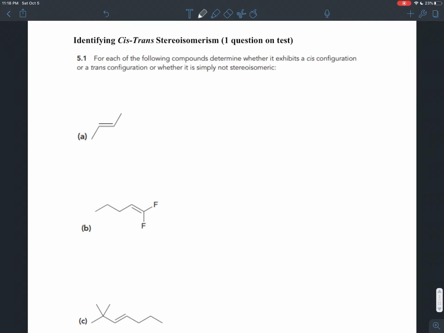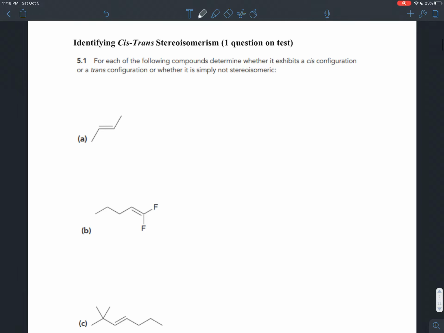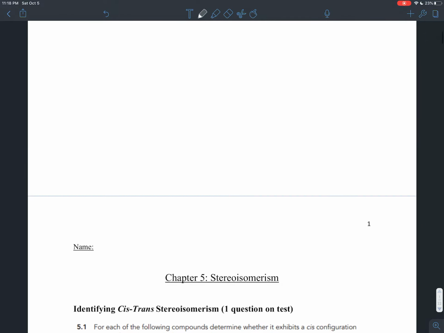Exercise 5.1 says for each of the following compounds, determine whether it exhibits a cis configuration or a trans configuration, or whether it is simply not stereoisomeric. So you'll notice all these have a double bond, and let's talk a little bit about what happens when you have a double bond.